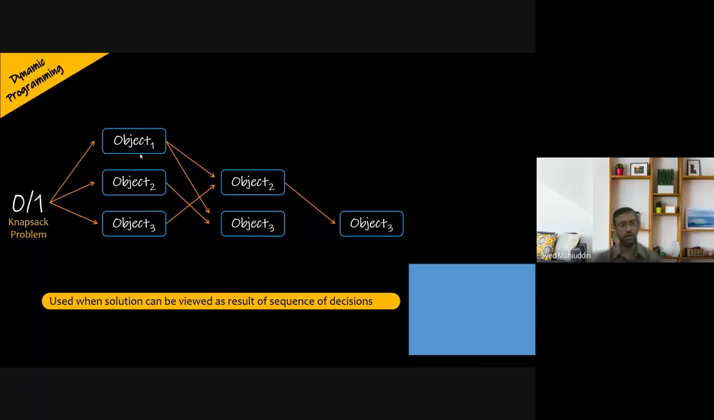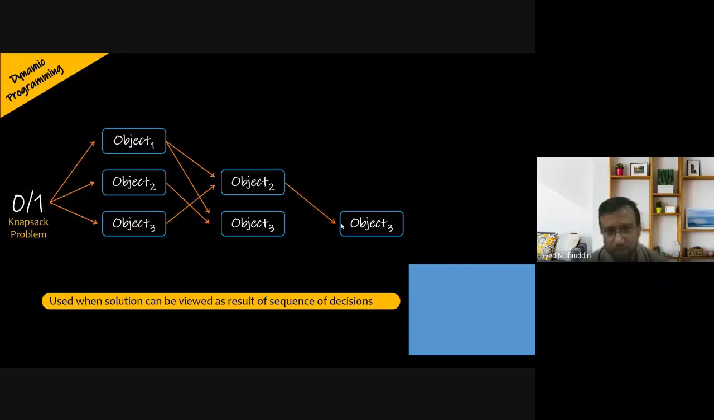And another solution is to select object 1, then select object 3. This may also lead to a correct solution. The third thing I said is from object 3 to object 2 to object 3, because there is an arrow, there is a decision. Object 3 is not possible.